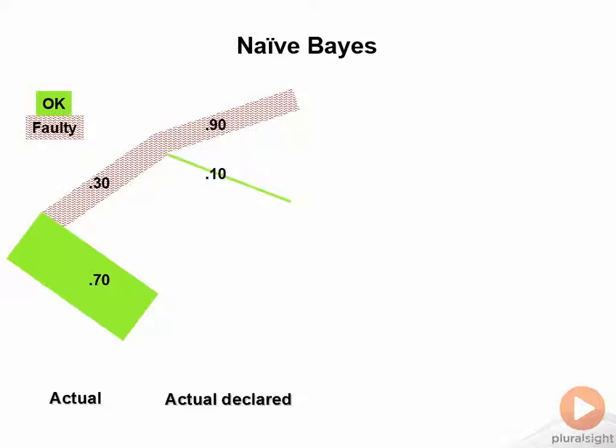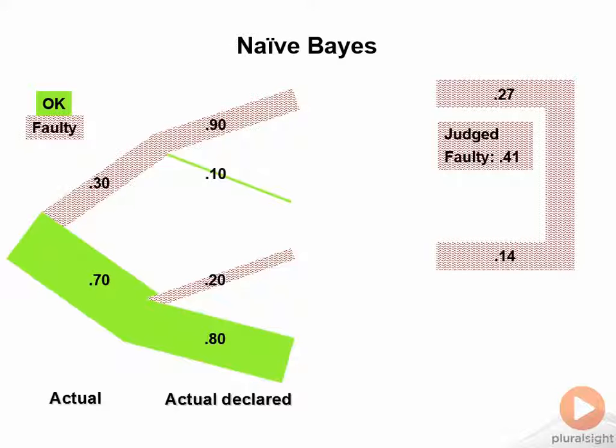He's not always correct. He will correctly declare 90% of the faulty cars as being faulty and incorrectly declare 10% of them as being okay. And he will declare 80% of the good cars as actually being okay and incorrectly declare 20% of these cars as being faulty. So altogether, my friend will judge 41% of cars as being faulty.